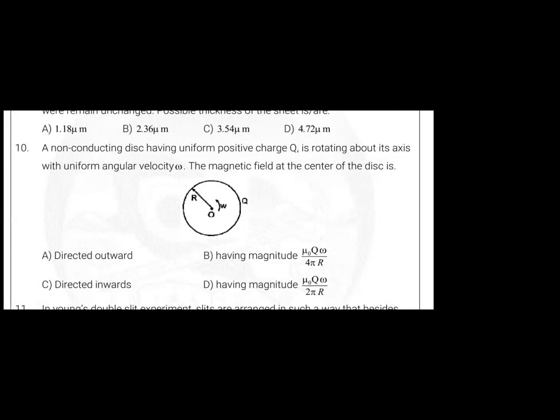Now, if you take a ring of radius small r and thickness dr, with charge dq on it, we can treat that charge as acting like a small circular current. So at the center of a circular current, the magnetic field is how much? Mu naught I divided by 2r. Okay. So just integrate for these rings. You get that.